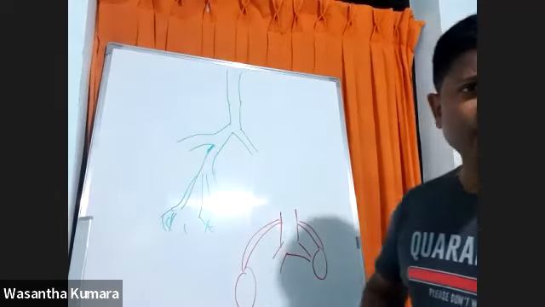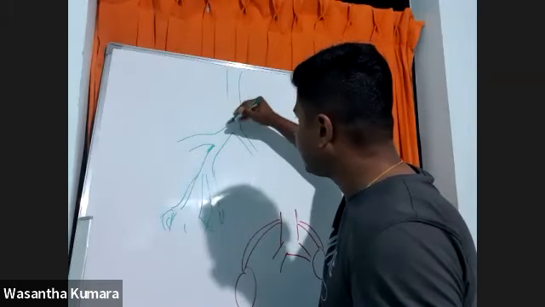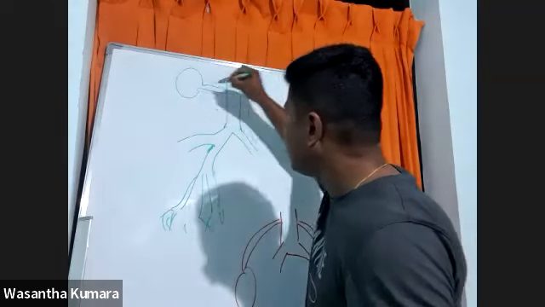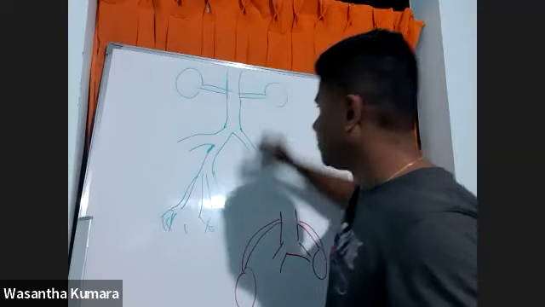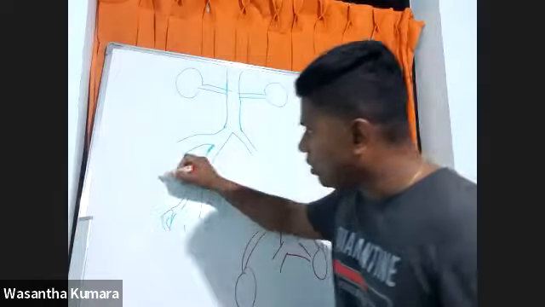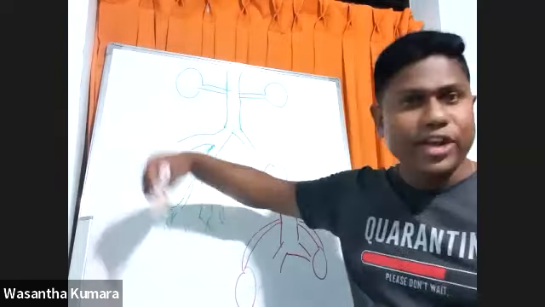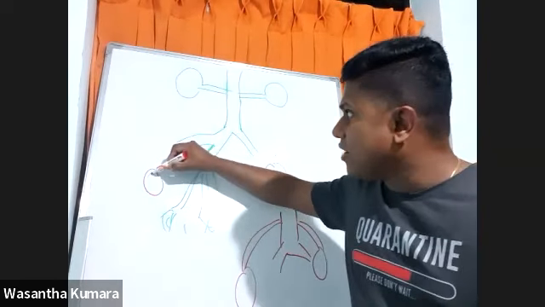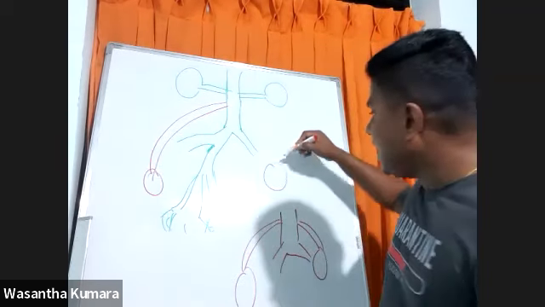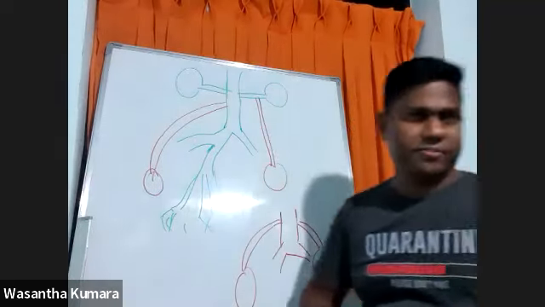When it comes to the venous drainage, what about the venous drainage? So this is the inferior vena cava. Here you have the renal veins. These are the kidneys. Okay. So you have the ovaries on both sides. Right side ovary drains directly into the inferior vena cava, whereas left side ovary drains into the left renal vein.